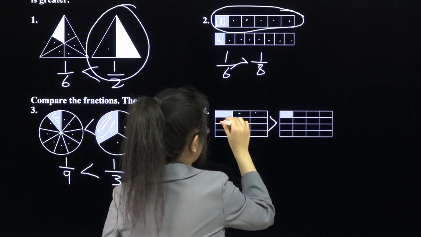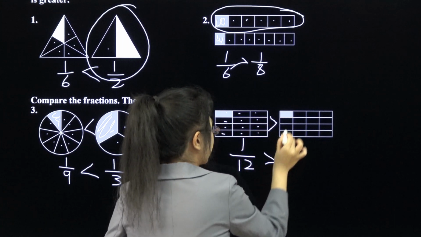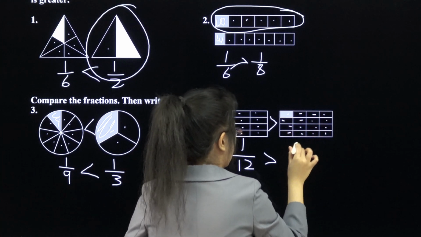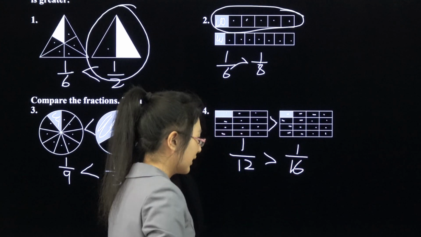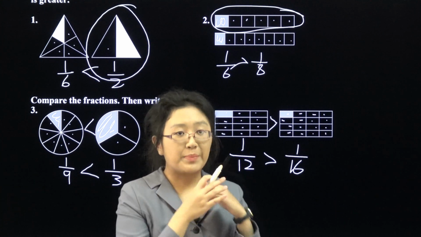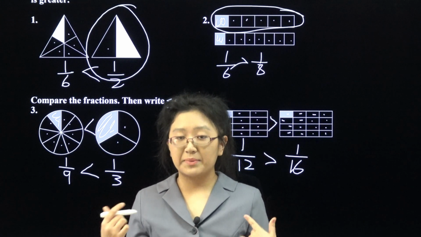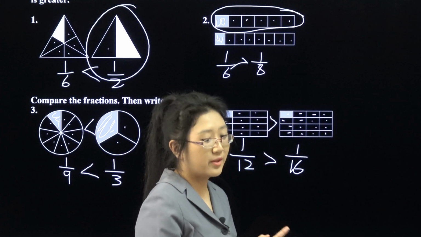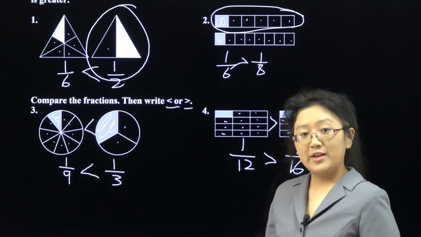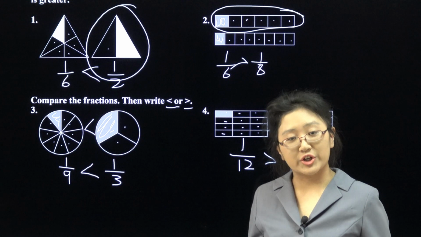So 1, 2, 3, 4, 5, 6, 7, 8, 9, 10, 11, 12. 1 over 12 is bigger than 1, 2, 3, 4, 5, 6, 7, 8, 9, 10, 11, 12, 13, 14, 15, 16. 1 over 16. Now, by now, you may have realized something. The bigger the number on the bottom, if the numerator, the number on the top, stays the same, then the bigger the number on the bottom is, the smaller the fraction. I will go more in depth about this in higher grades. Now, let's move on to the next section.